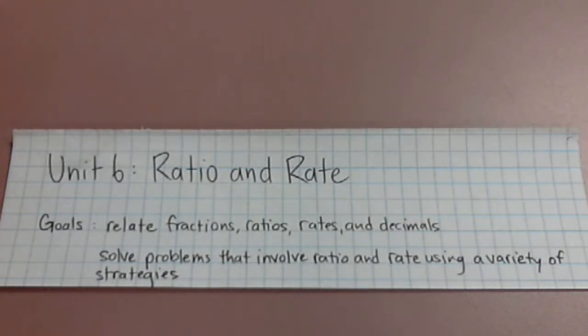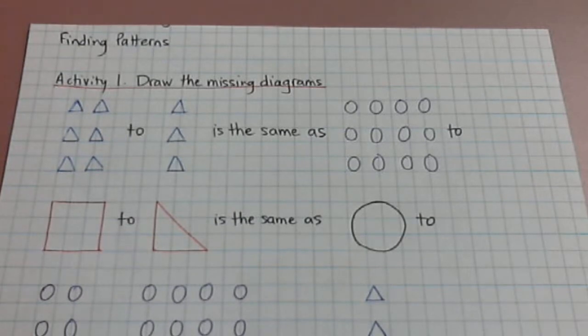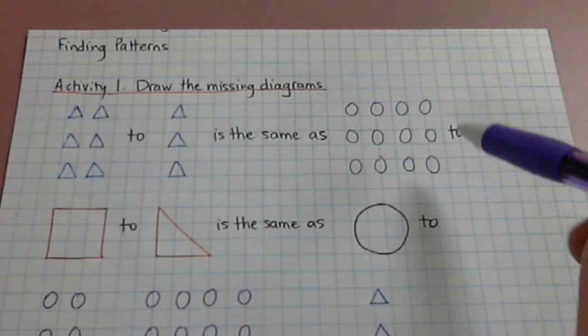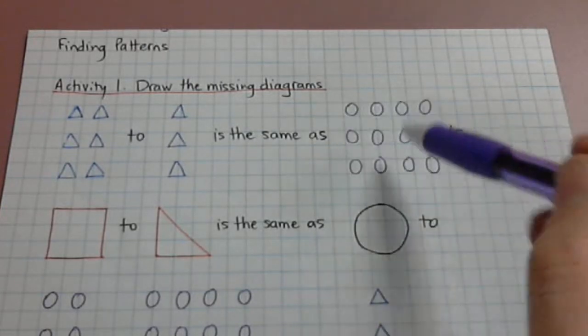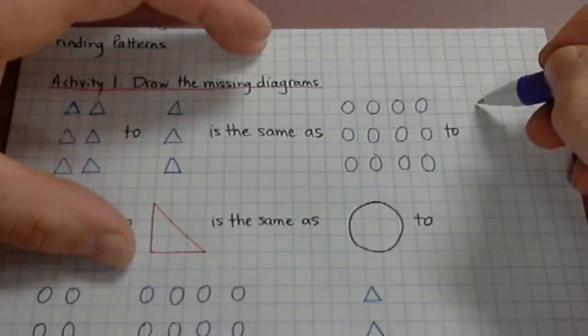So what I thought we would do today is just get started on looking at some representations of different ratios. We're going to start finding some patterns. What we see are some diagrams, and we're going to try and figure out what the missing diagrams or missing pictures are. Here we see our first one. We have 6 triangles to 3 triangles is going to be the same as 12 circles to, well, how many circles? It's going to be 6 circles.